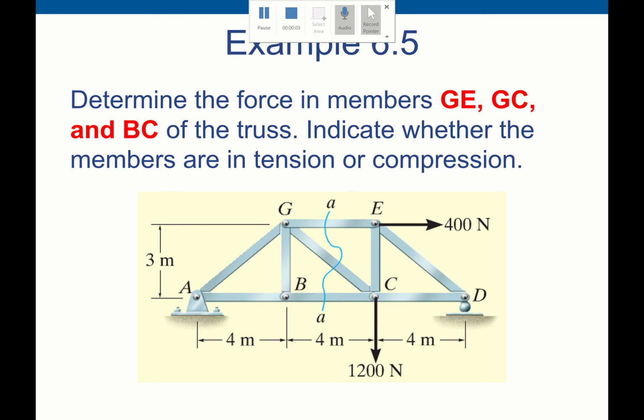Okay, let's solve this problem. The question is, determine the force in members GE, GC, and BC. So we have to use the method of sections in this case. Here, the textbook shows us the cross-sectional plane, which is called AA.